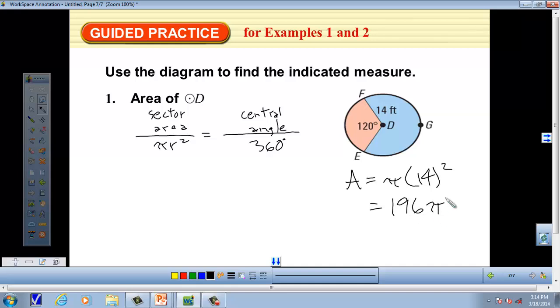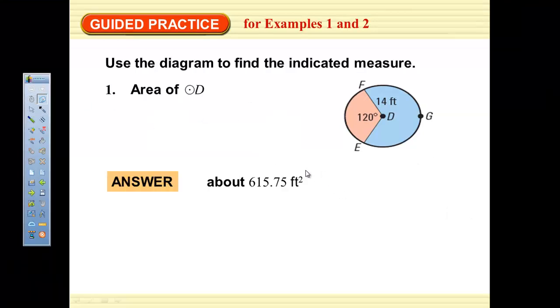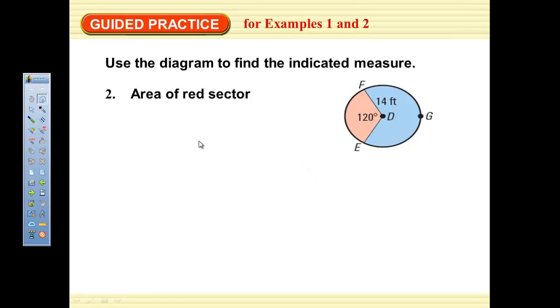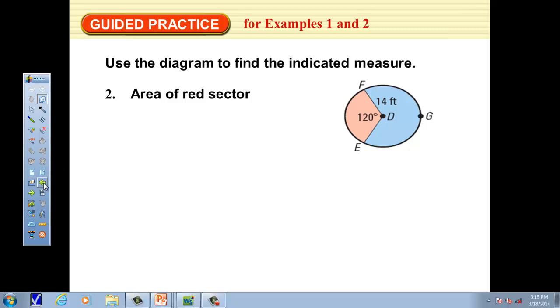And if I get my calculator out, and we multiply 196 times pi, we end up with 615.75 square feet, and I'm sure they're going to ask for the area of the sector, so we'll get back to that. So 615.75. Now we want the area of the red sector. I'm just going to go back.